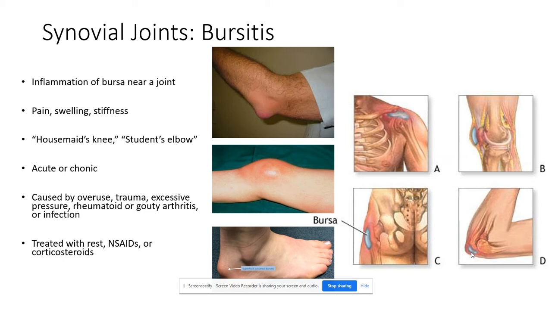Those who suffer from rheumatoid arthritis or some type of gout or an infection are at higher risk. For treatment, corticosteroids can be used, or some NSAIDs would be used to treat those. And then the diagrams off to the left would show you where some of these different types of bursitis could occur.